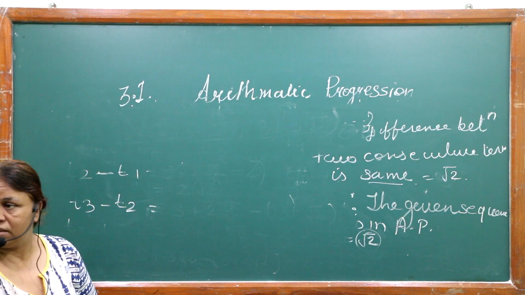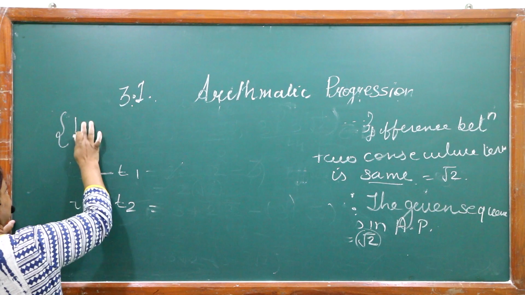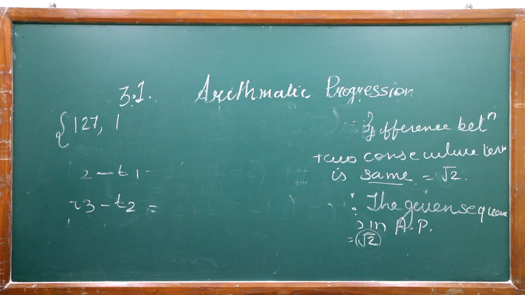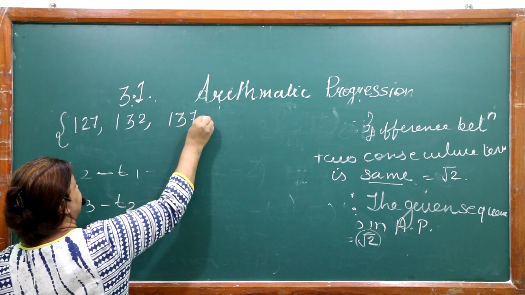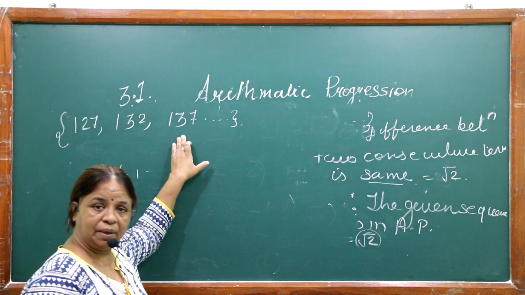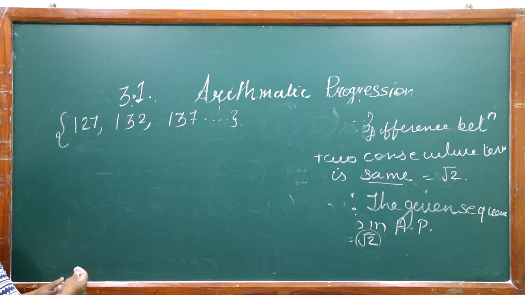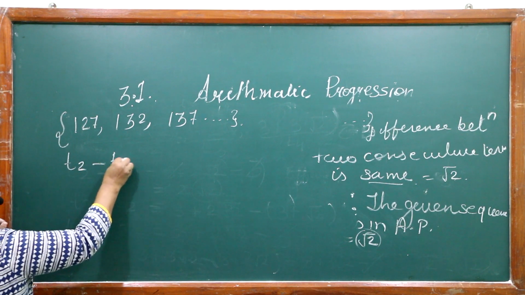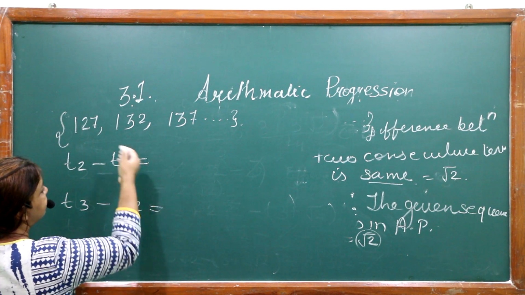The next sum is 127, 132, 137. We want to say whether the given sequence is in AP or not. Let us do it as simply as you have done the earlier sums. Yes, term 2 minus term 1, term 3 minus term 2. There are only 3 terms.